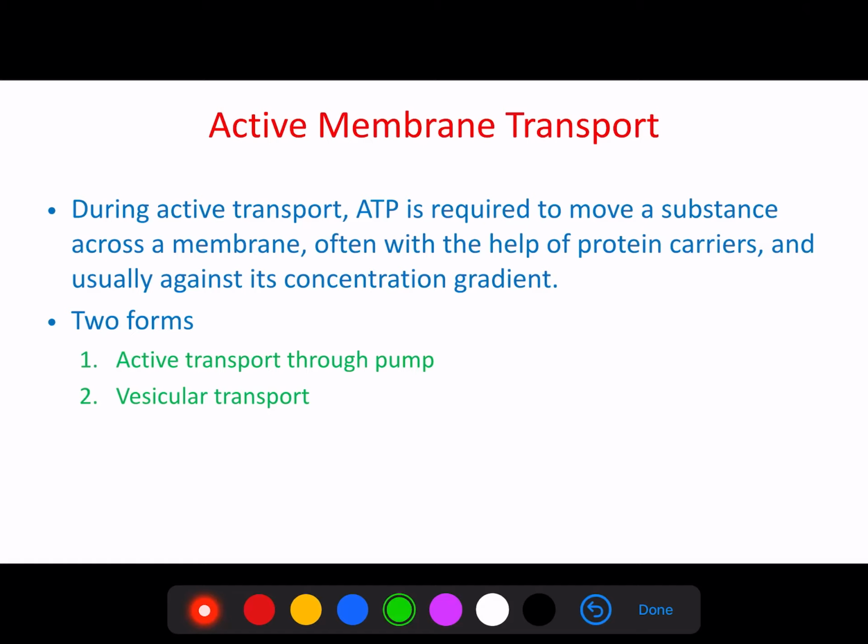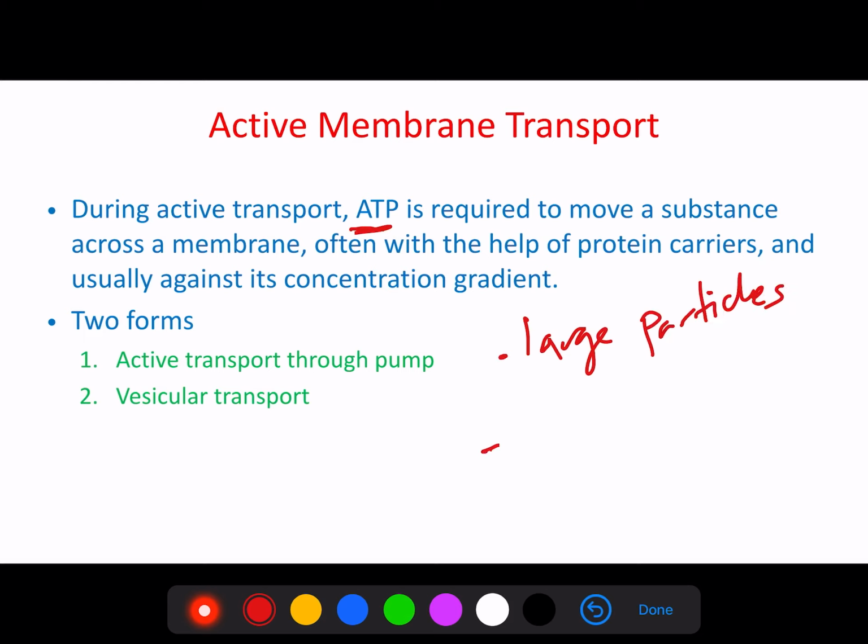Let's see now the active membrane transport. The main thing about active membrane transport is that it uses energy. So now we are consuming energy to do the transportation. Why do we need to use energy? Because sometimes we are transporting large particles across the plasma membrane, so we need to spend some energy.